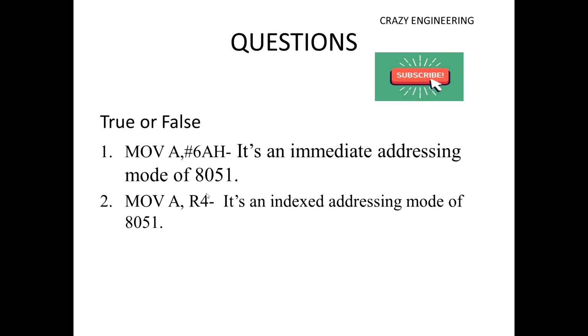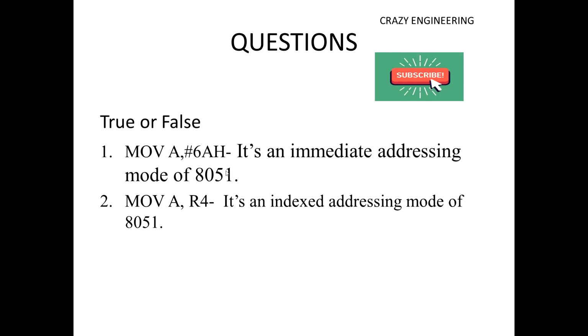These are the types of addressing modes present in the 8051 microcontroller. Try to answer these two questions in the comment section. The first one is MOV A, #6AH. Identify whether it is an immediate addressing mode or some other addressing mode, and say whether the given statement is true or false. The next one is MOV A, R4. It is an indexed addressing mode of 8051. Identify which type of addressing mode it belongs to.